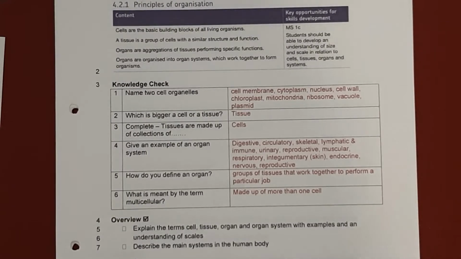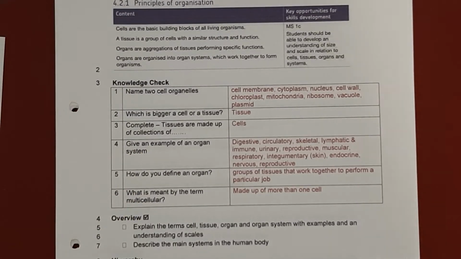So, name 2 cell organelles. There's a number here on the page. Cell membrane, cytoplasm, nucleus, cell wall, chloroplast, mitochondria, ribosome, vacuole and plasmid. Any 2 of those is excellent. Which is bigger, a cell or a tissue? A tissue is bigger. A tissue is made up of cells. In fact, question 3, tissues are made up of collections of cells.